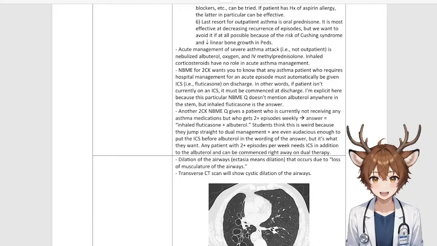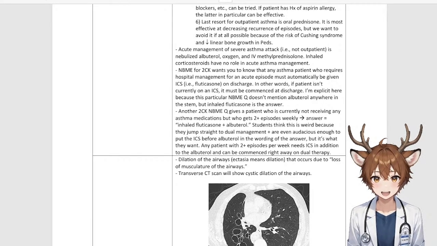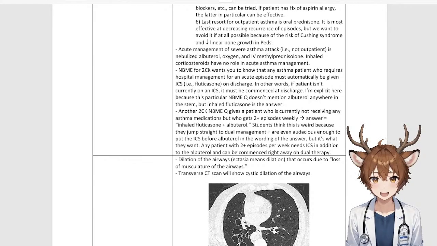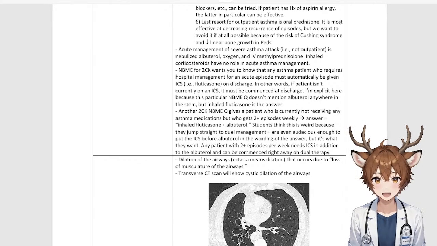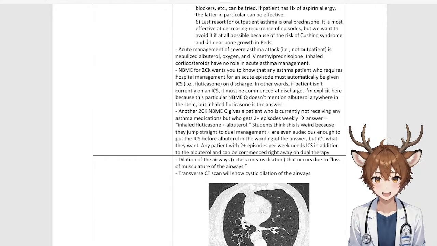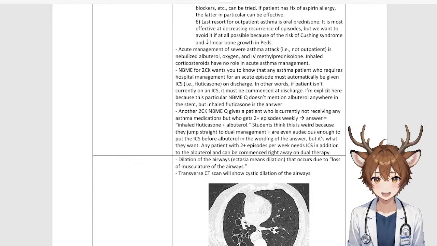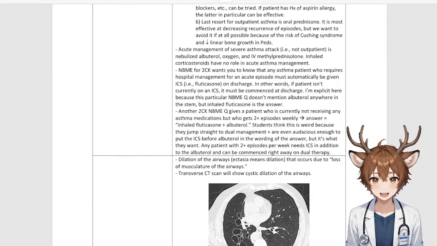NBME for 2CK wants you to know that any asthma patient who requires hospital management for an acute episode must automatically be given an ICS, for example fluticasone, on discharge. In other words, if the patient isn't currently on an ICS, it must be commenced at discharge. I'm explicit here because this particular NBME question does not mention albuterol anywhere in the stem, but inhaled fluticasone is the answer.